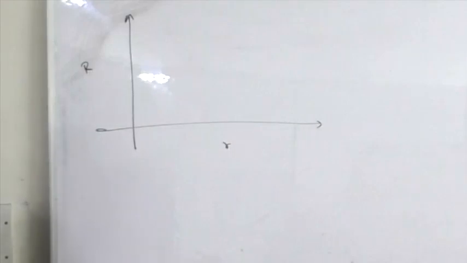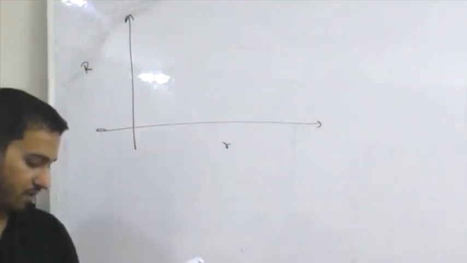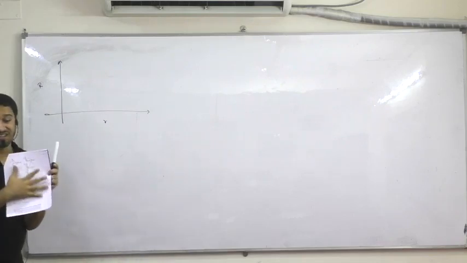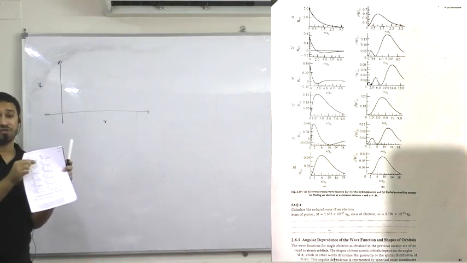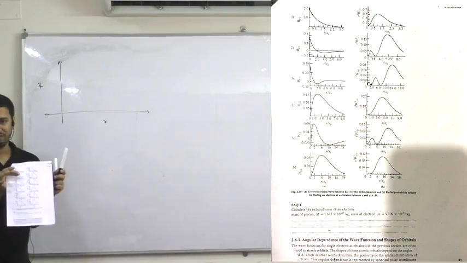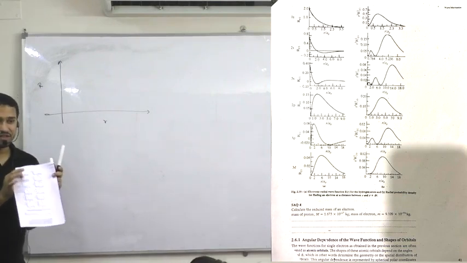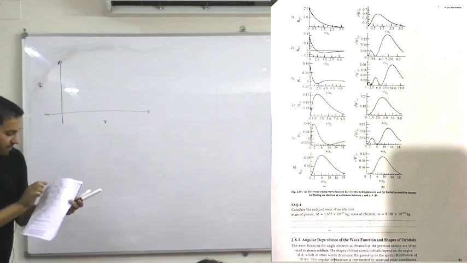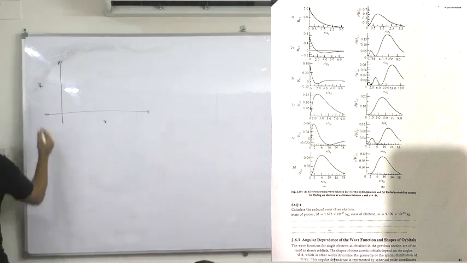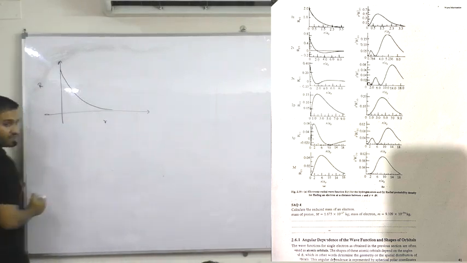Okay? And if you see now, figure 2.10, look at these graphs. These graphs are very, very important. The first graph came in the 2017 mains. The first question was the first graph over here. Okay? These graphs are important. We have to understand them. Now the first graph is the graph for 1s. It looks like this, right? This is the graph for 1s.